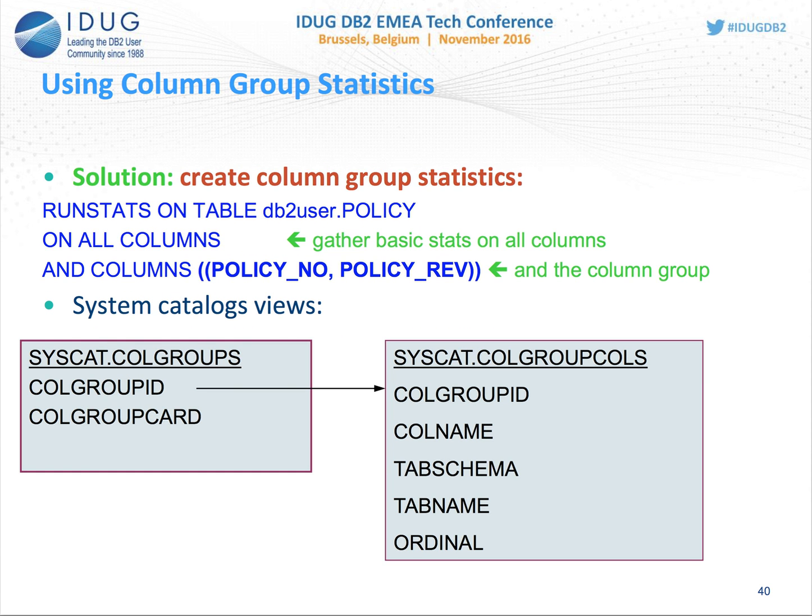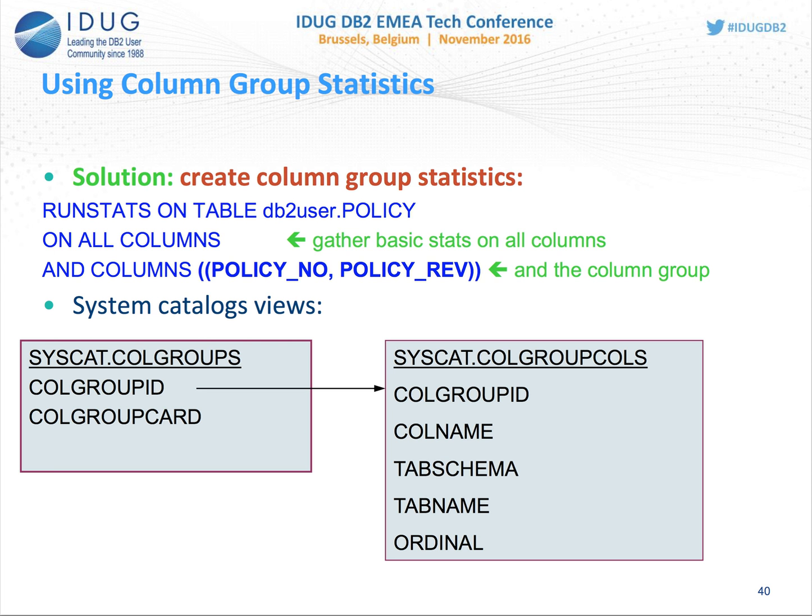It's just another option on the RUNSTATS command. It has this ON COLUMNS clause, and then you specify some additional columns. You put ALL COLUMNS first to make sure you collect stats on all the other columns, and then you can say for this pair of columns, in this case policy number and policy revision, I want to get the number of distinct values in that combination. And then those just go into additional system catalog tables.